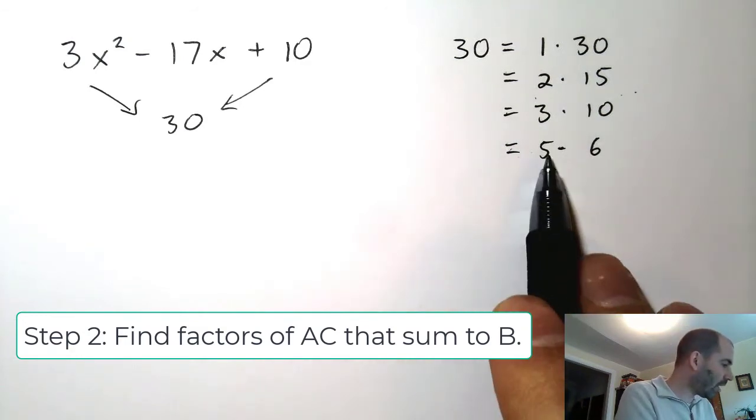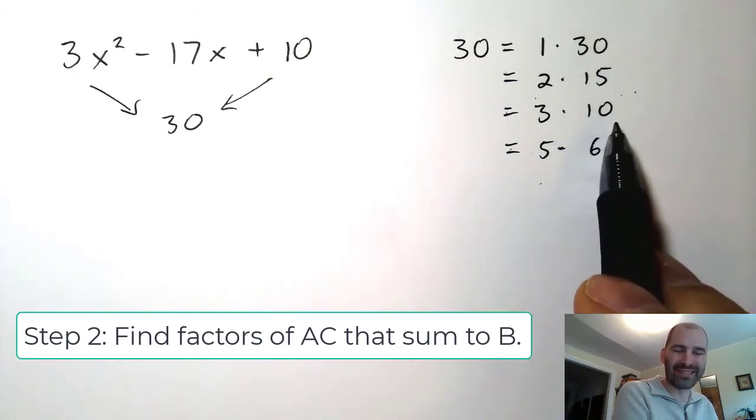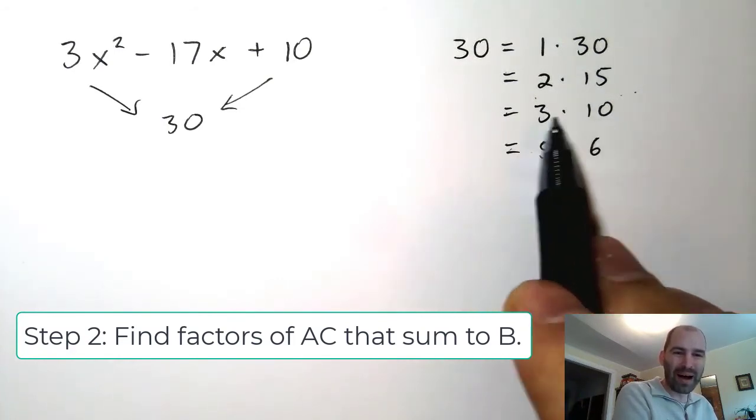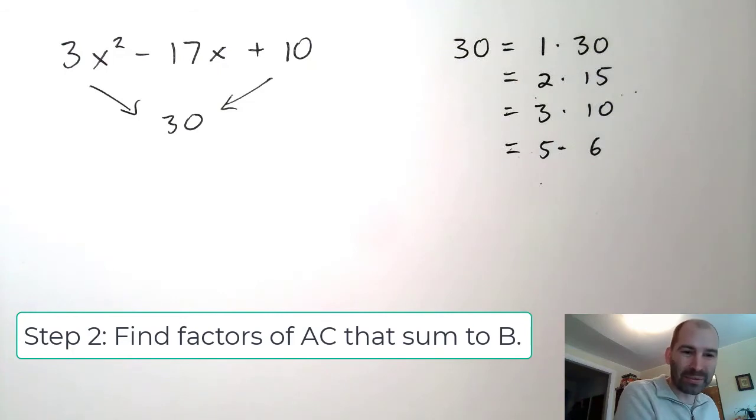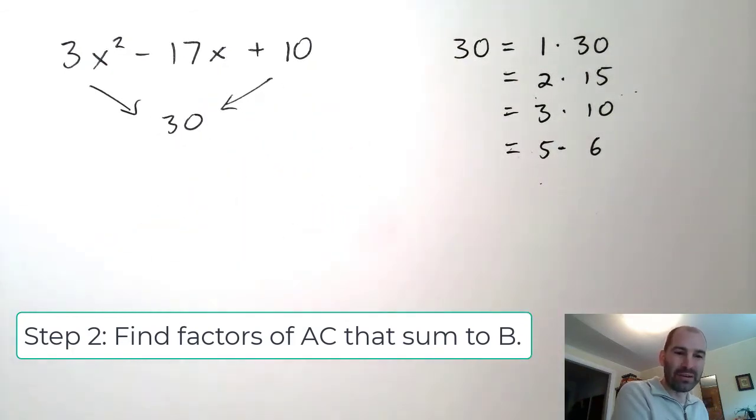Now I'm looking for a pair of these numbers that add to negative 17. Uh-oh, none of these add to negative 17, right? They're all positive numbers, so they all add to positive numbers. So there's no way I can get negative 17 out of this. So am I doomed? Do I say this is not factorable?